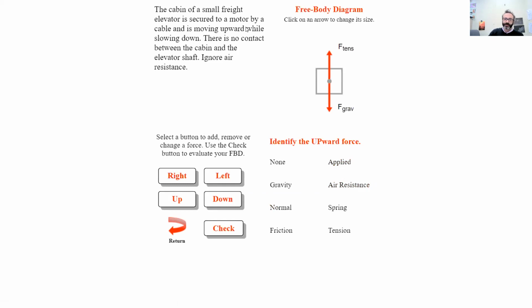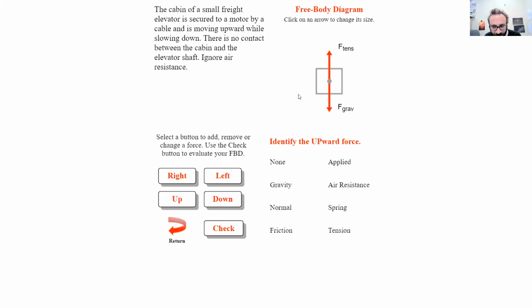So if I look here, it says the cable is moving upwards, but it's slowing down. If it was moving at a constant speed, then I would know it's in equilibrium and my tension and my gravity would be the same length. But I know it's moving upwards and it's slowing down. So I have to make one of these arrows bigger than the other one. If I'm moving upwards, what direction does the stronger pull have to be to slow me down? Would a bigger upwards pull slow me down, or would a bigger downwards pull slow me down?